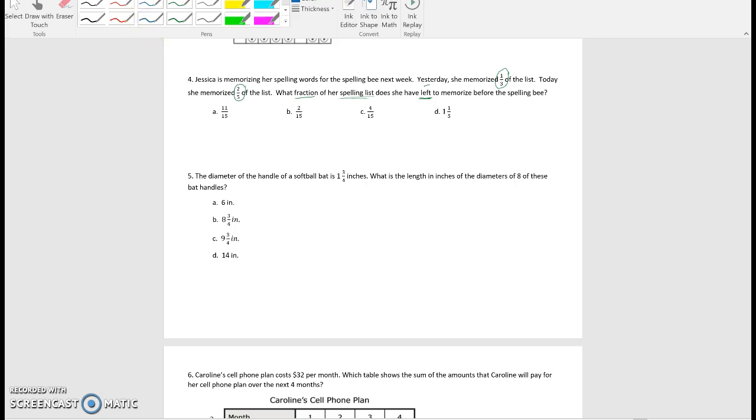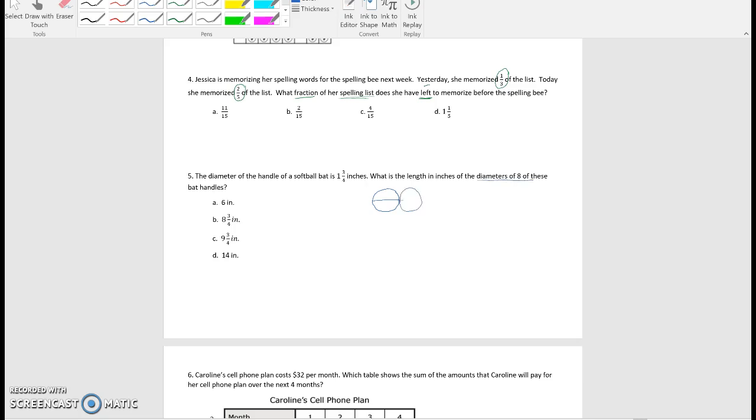Question 5. The diameter of the handle of a softball bat is 1 3/4 inches. What is the length in inches of the diameters of 8 of these bat handles? Okay, so here's a bat handle and this here is the diameter. A diameter cuts a circle in half, okay? So it says, what is the length of the diameters of 8?